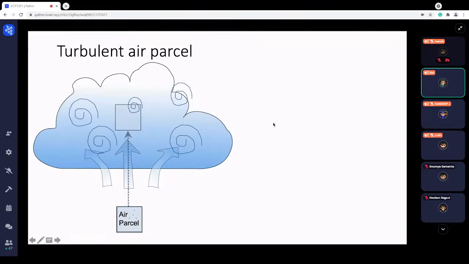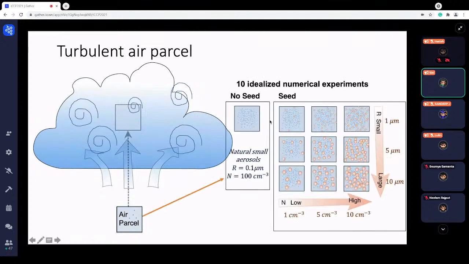So we designed 10 idealized simulations. The no-seed case was given as a controlled experiment. The nine seeded cases have 3 different particle sizes and 3 different number concentrations of the seeded particles. Those 10 cases were given the same cloud-base condition and set up the same way as we designed the parcel model simulation.